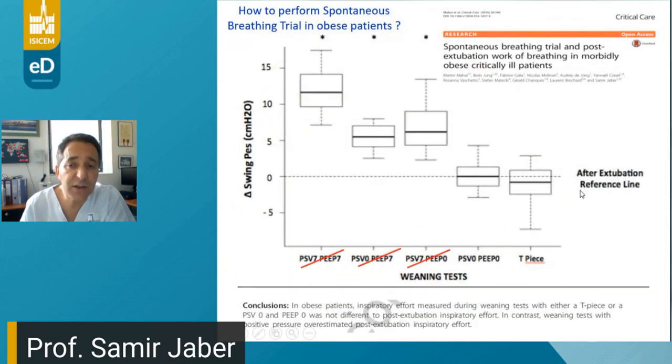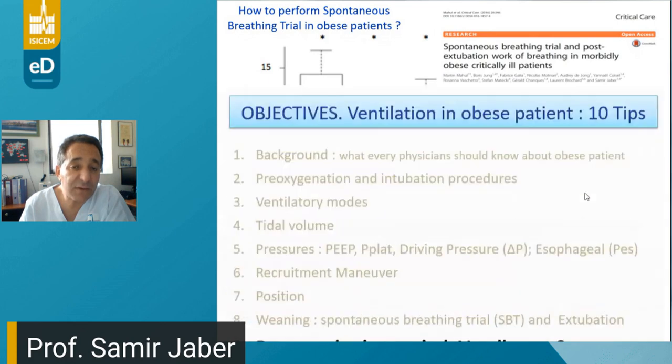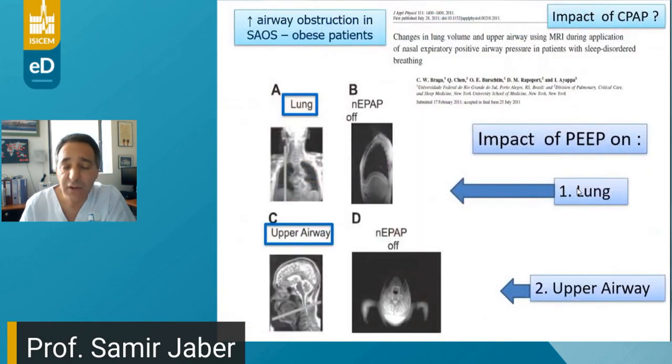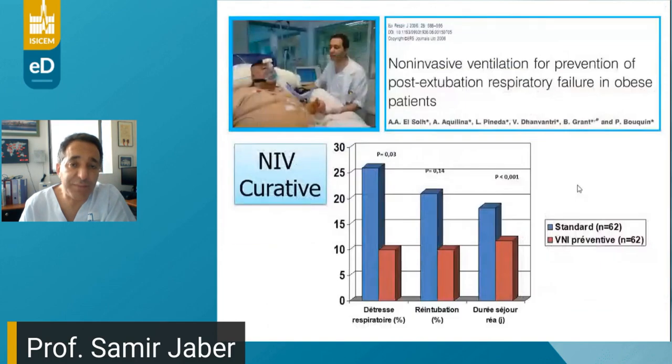For weaning, you should consider PSV 0 and PEEP 0, that means very low pressure, and a T-tube is best. You could consider non-invasive ventilation, both probably CPAP or NIV, after extubation. Probably we should consider in some cases high flow oxygen therapy.